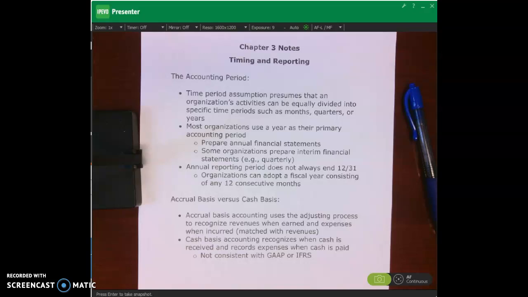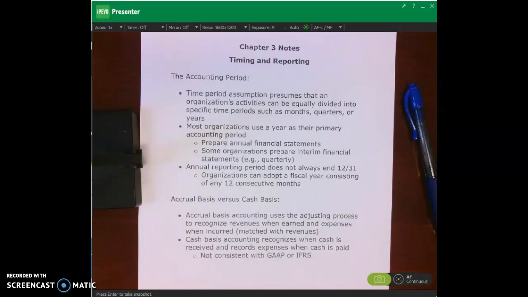So, for example, we could have rent expense for the month or for the full year. We could say rent expense for the year of $10,000, but we don't pay it until January of the next year. Well, if we're doing cash basis accounting, when would we recognize it? We would recognize it in the next accounting period when we paid it. But that's not consistent with generally accepted accounting principles.